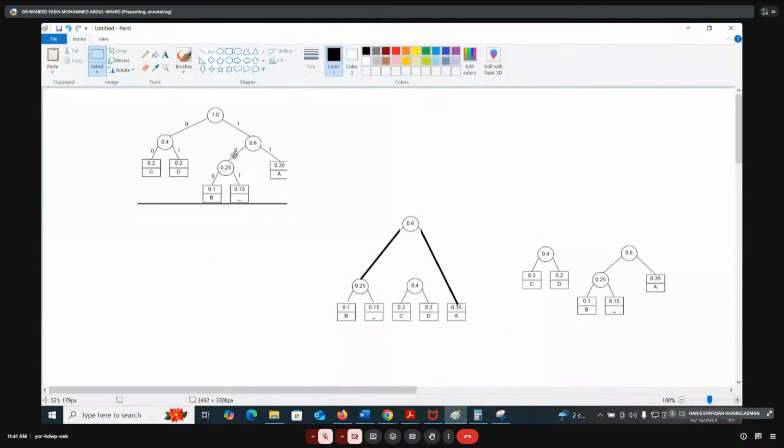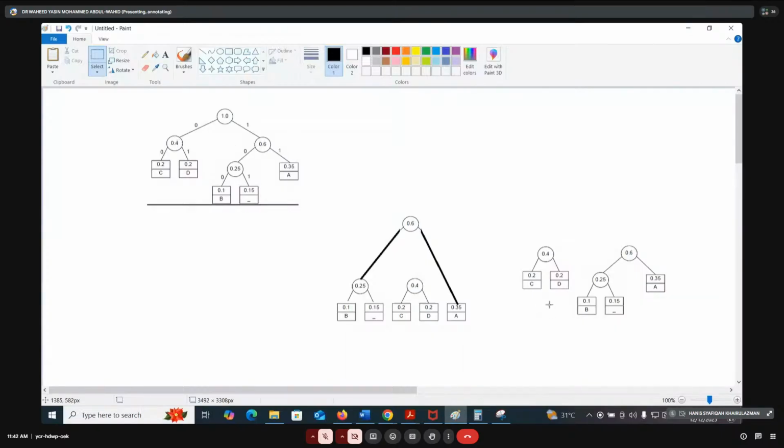Now look here. This is the tree. Now when I go left, I label 0. When I go right, 1. So here I go left, 0, 0. This is the tree. When I go left, I mark 0. When I go right, I mark 1. So here 0, 0, 1.